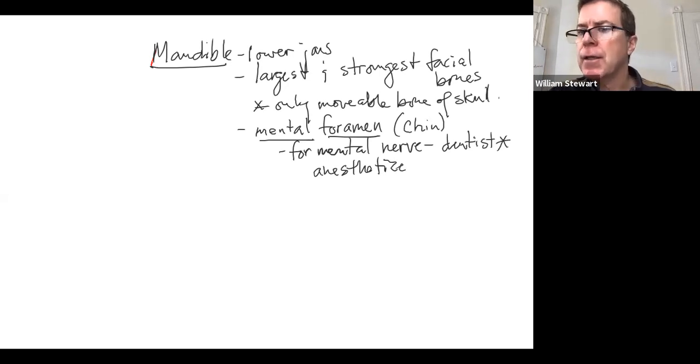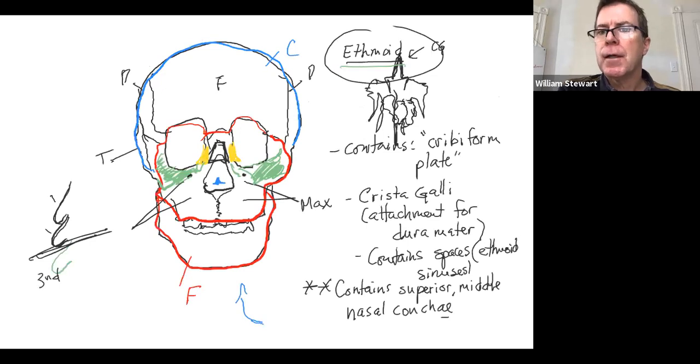Now I'll show you the location of those mental foramen. If you were to look at the mandible, just like those infraorbital foramen up here, there's two little holes right here on our chin that nerves pass through, that mental nerve. Almost done.